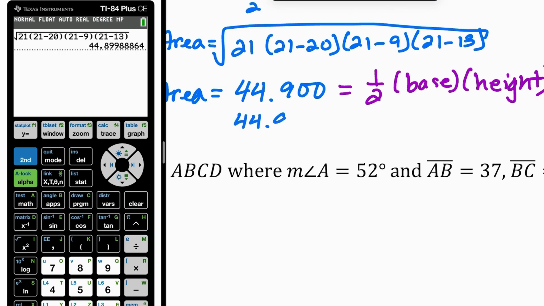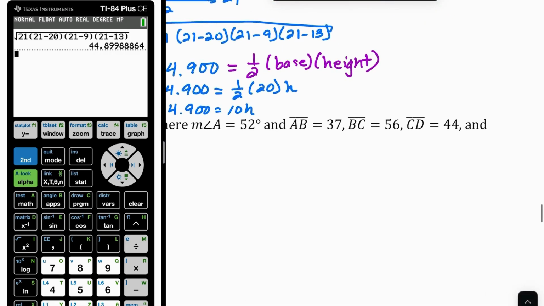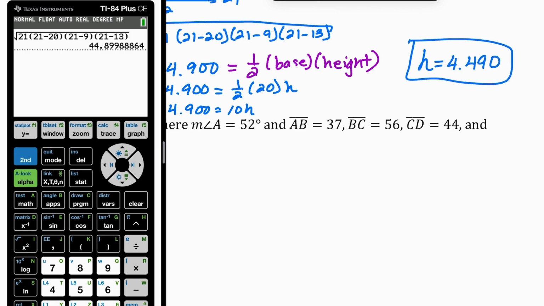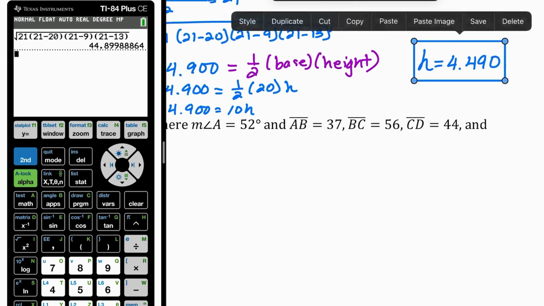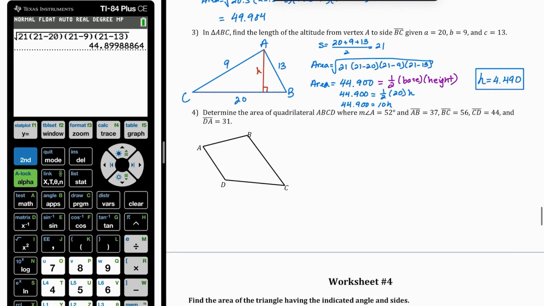No matter what formula you use for the area of a triangle, you should get the same area each time. So if you solve this for h, half of 20 is 10. If you divide both sides by 10, you end up getting that the height is 4.490. That is the most straightforward way of figuring out the height of this triangle. It does change depending on which one we're giving you.